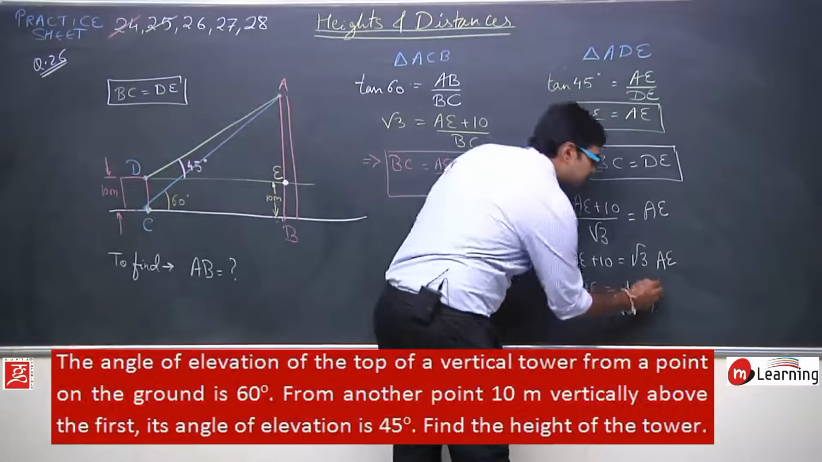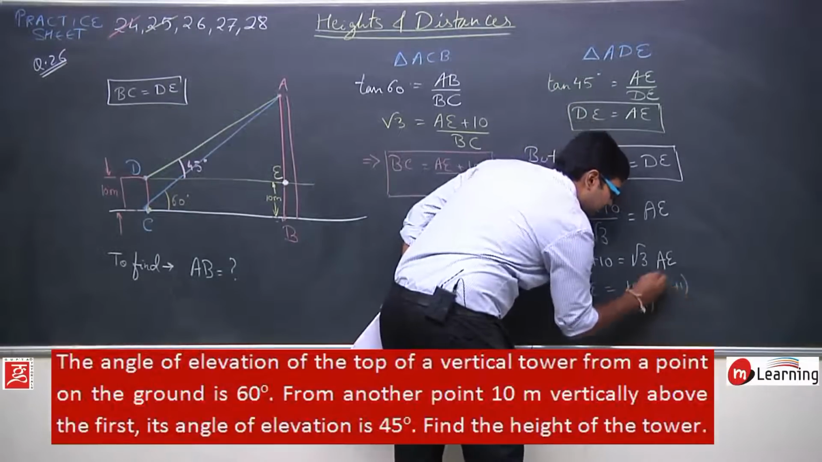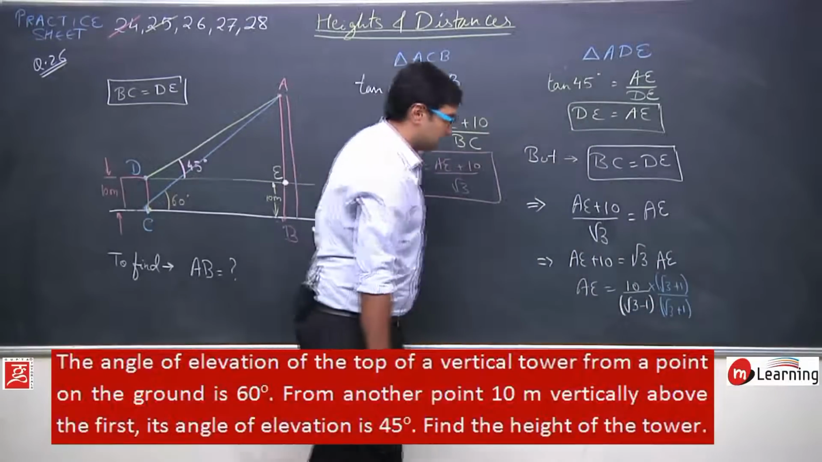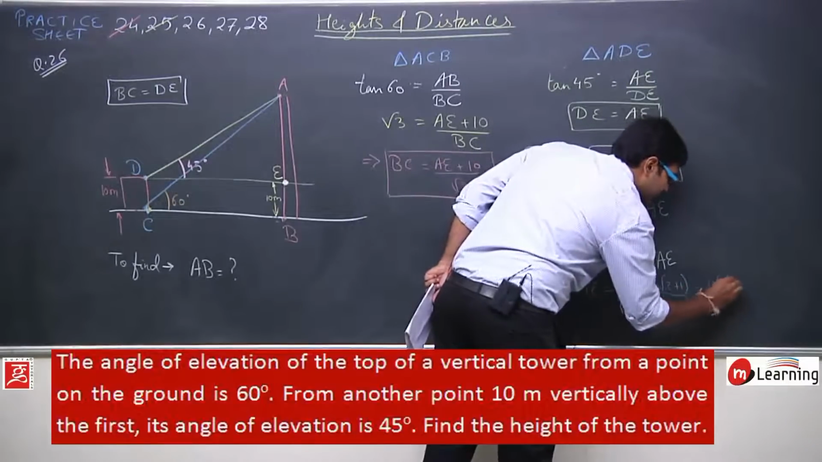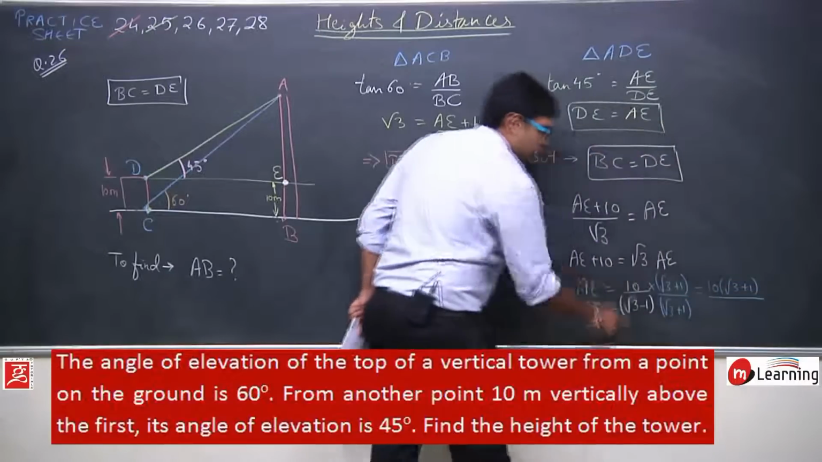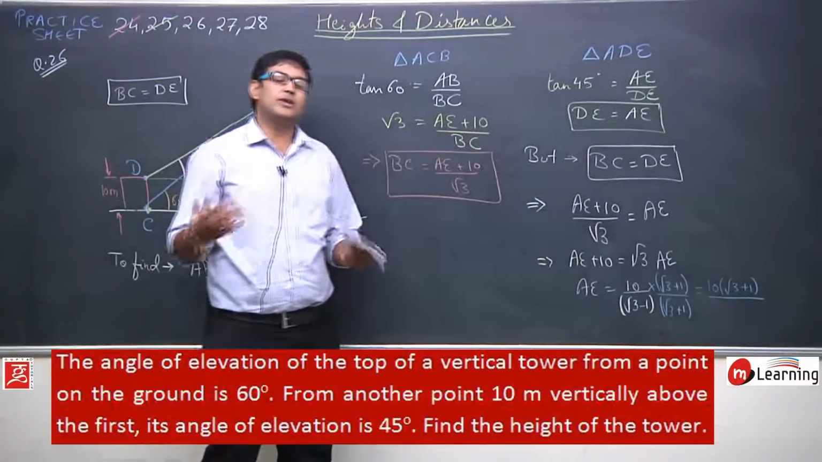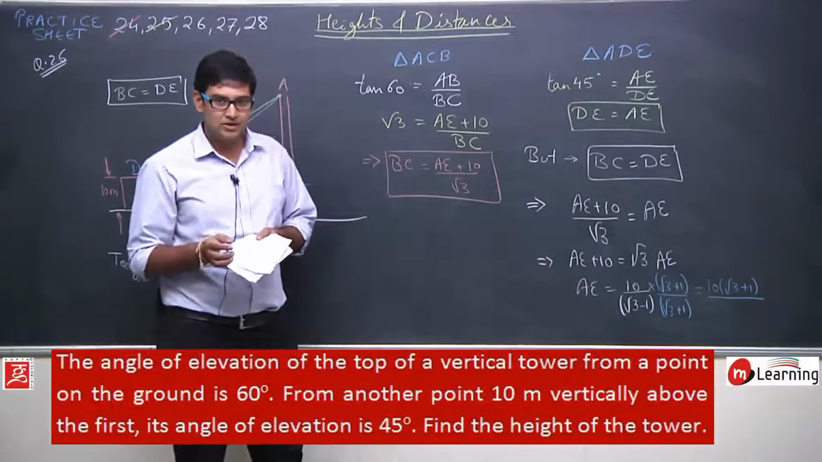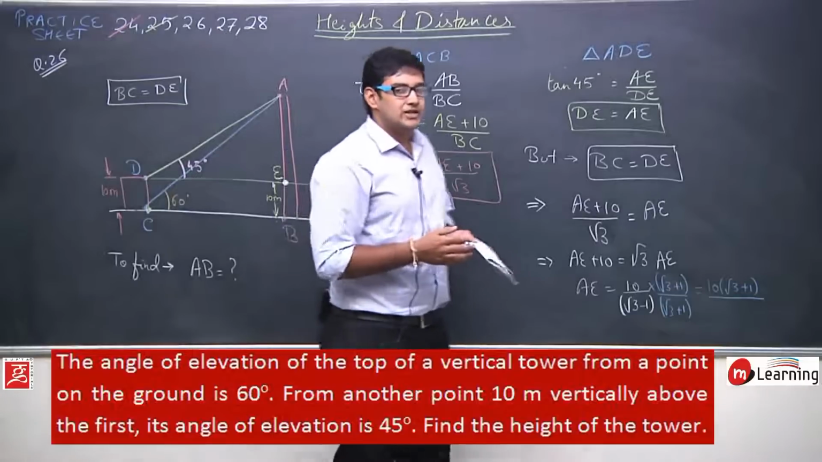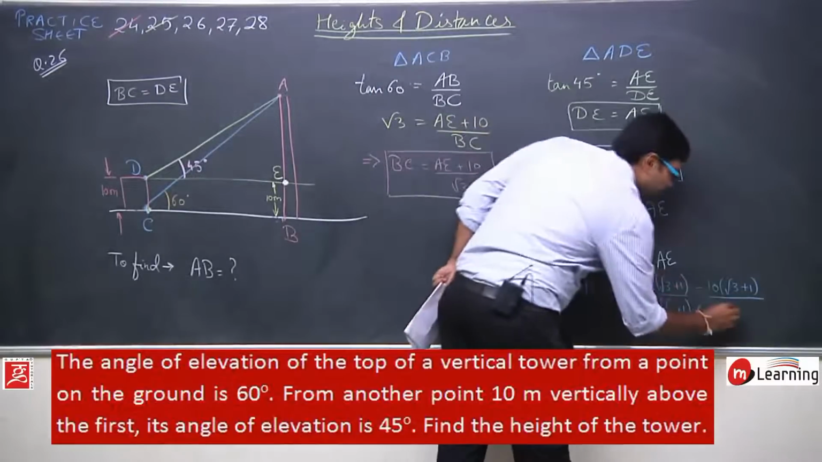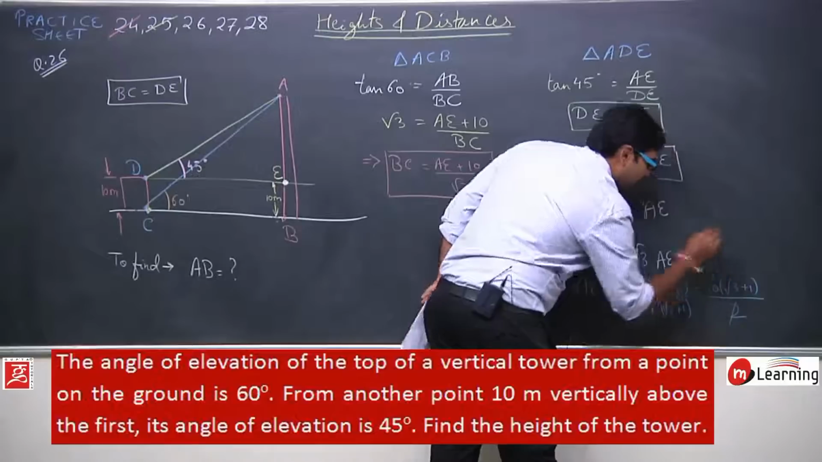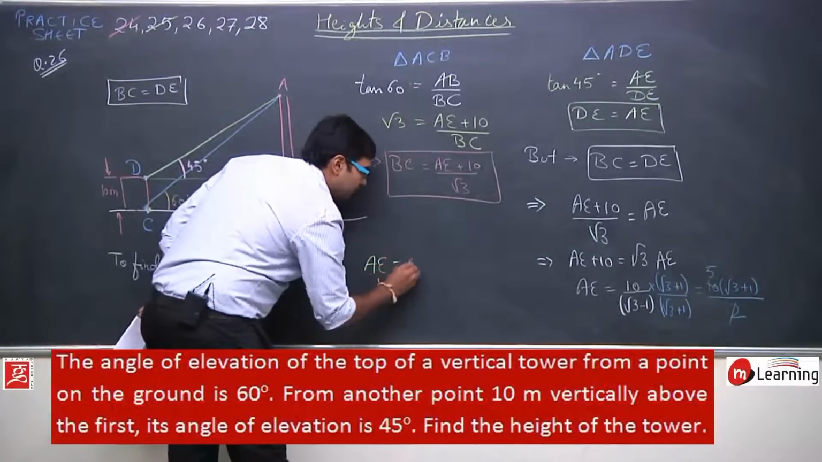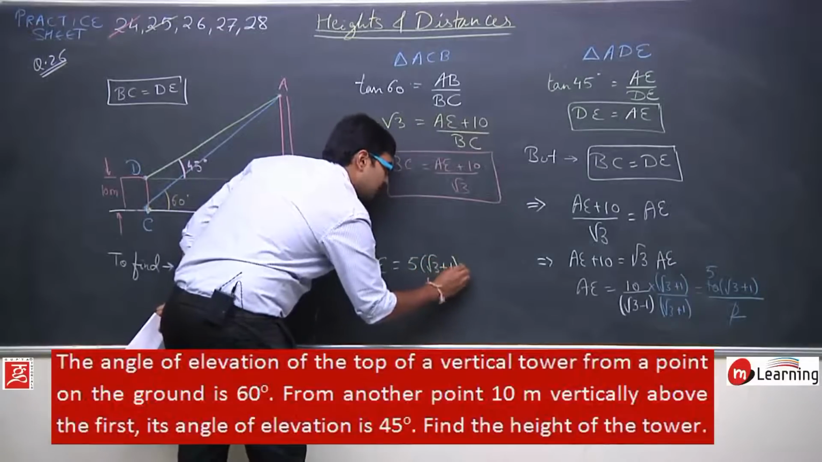For that I will multiply this by root 3 plus 1 and divide by root 3 plus 1. So this will give you 10 times root 3 plus 1 upon, now root 3 minus 1 times root 3 plus 1 is root 3 square minus 1 square, that is a square minus b square, which is a minus b times a plus b. So you will get root 3 square minus 1 square, that is 3 minus 1, that is 2. So when you cancel this, this will give you 5, and at last you will get the value of AE as 5 times root 3 plus 1 meters.